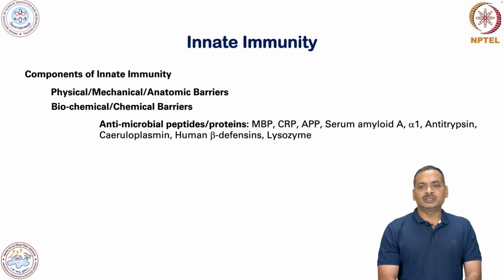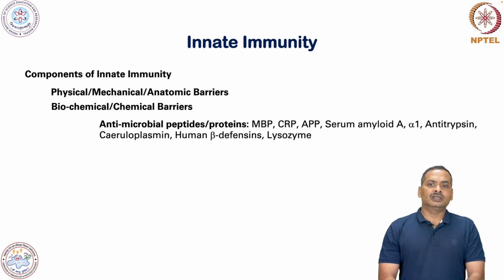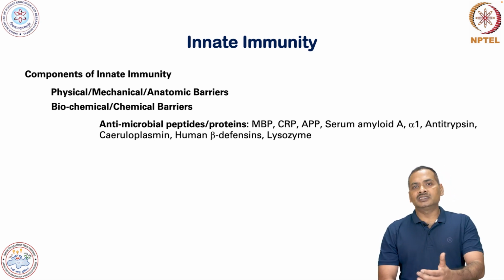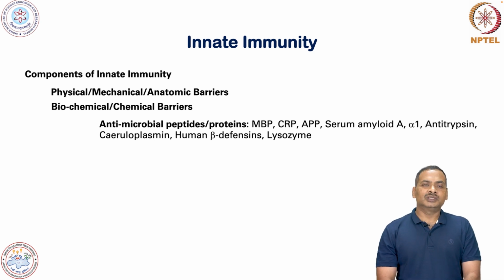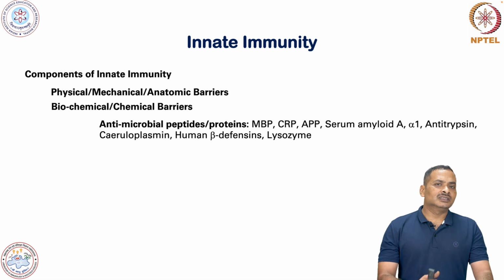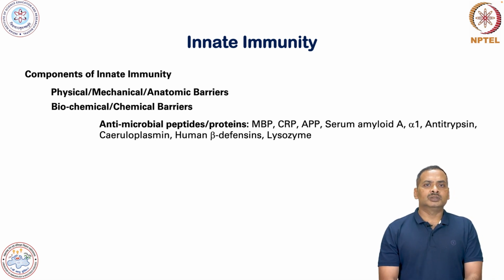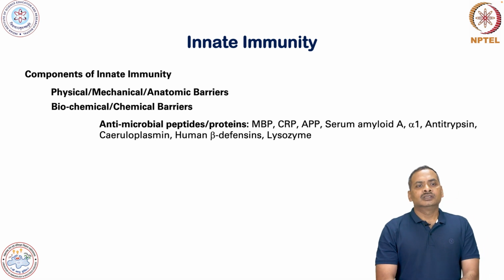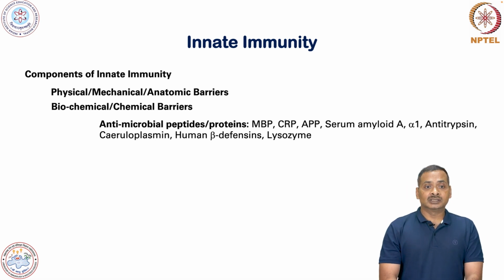Similarly, there are serum amyloid A, alpha 1 antitrypsin, human beta defensin, and there is an antimicrobial enzyme produced by a variety of cells, which basically breaks down the bacterial cell wall. Probably you know that lysozyme acts on peptidoglycan, and this enzyme breaks down the peptidoglycan and eventually kills the microbial pathogen, okay. So these are the various biochemical and chemical barriers.